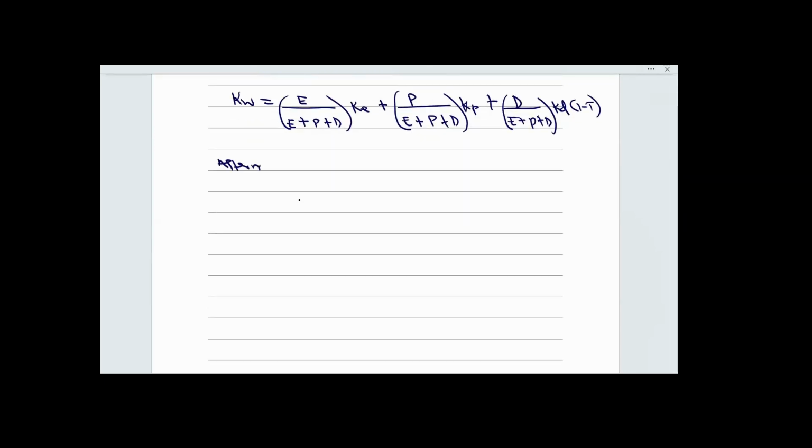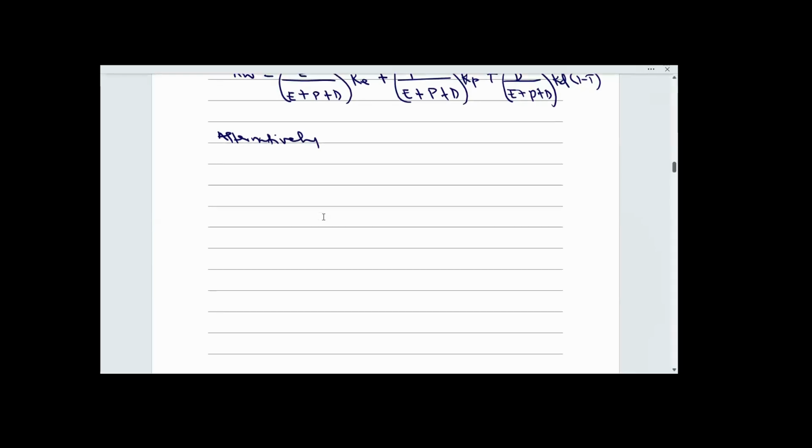Alternatively, using the tabular method.